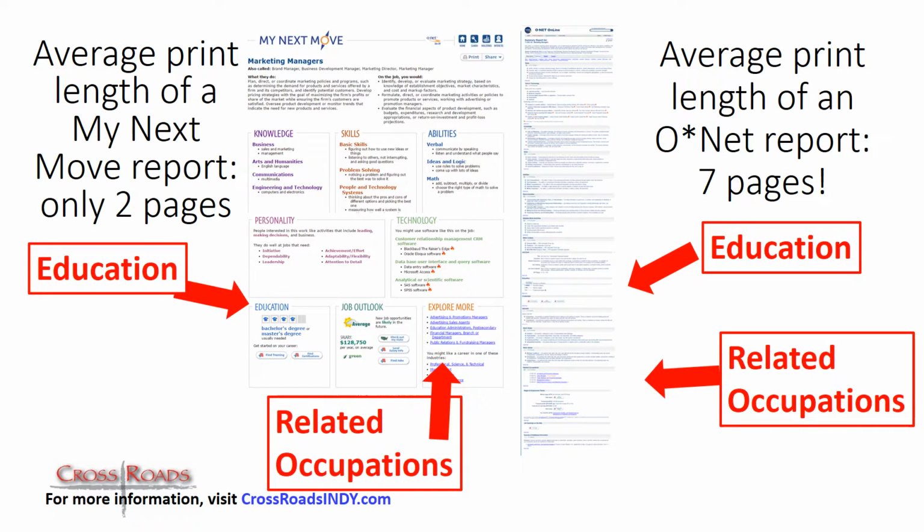ONET is far more detailed than My Next Move. By this comparison, you can see that My Next Move is more suited for quick browsing, basically career window shopping, as opposed to serious research on ONET. The average print length of an ONET report is 7 pages versus 2 pages for a My Next Move report. You can see that it does some scrolling to get to the sections of ONET that we're looking for, but it's worth it.